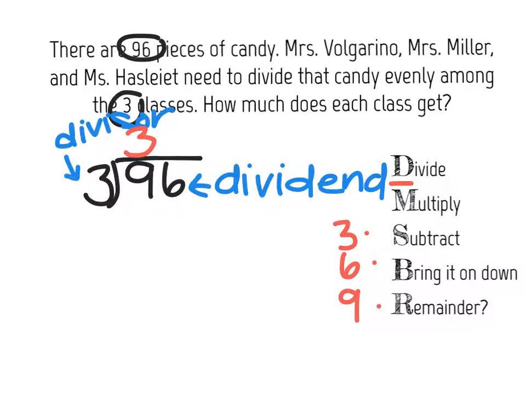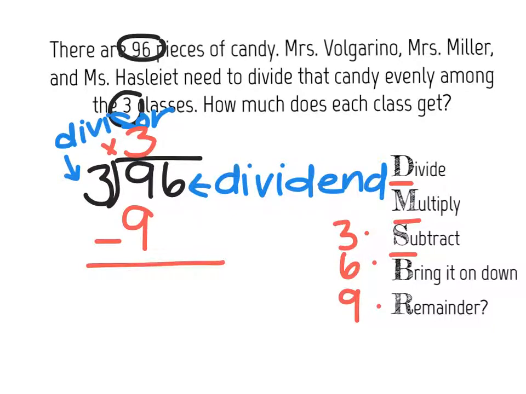Then I'm going to go ahead and multiply. I'm going to multiply 3 times 3. And 3 times 3 is 9. Okay. Then I'm going to subtract.